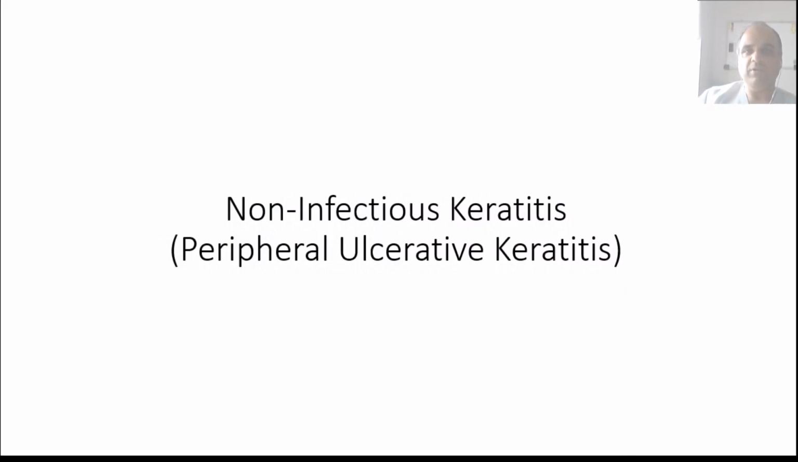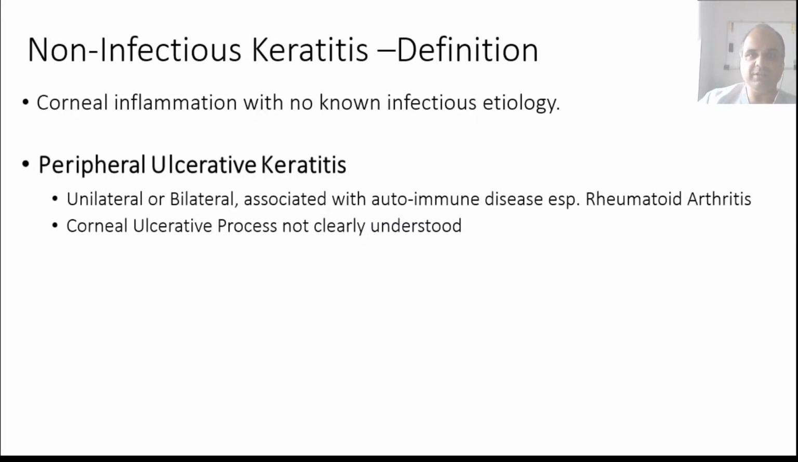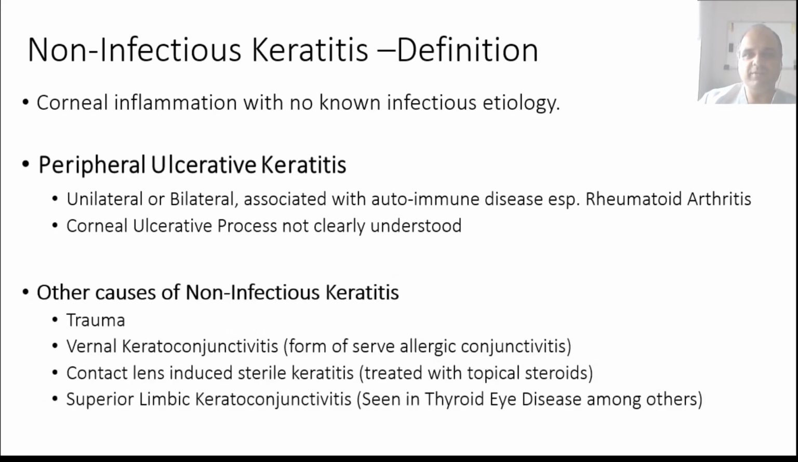Just a few words about non-infectious keratitis. The type of non-infectious keratitis that will be our focus today is called peripheral ulcerative keratitis. Non-infectious keratitis is any corneal inflammation with no known infectious etiology. Peripheral ulcerative keratitis is a type of non-infectious keratitis occurring in the periphery of the cornea, which is either unilateral or bilateral, very strongly associated with autoimmune disease, especially rheumatoid arthritis. How the corneal ulcerative process actually takes place is not very well understood.